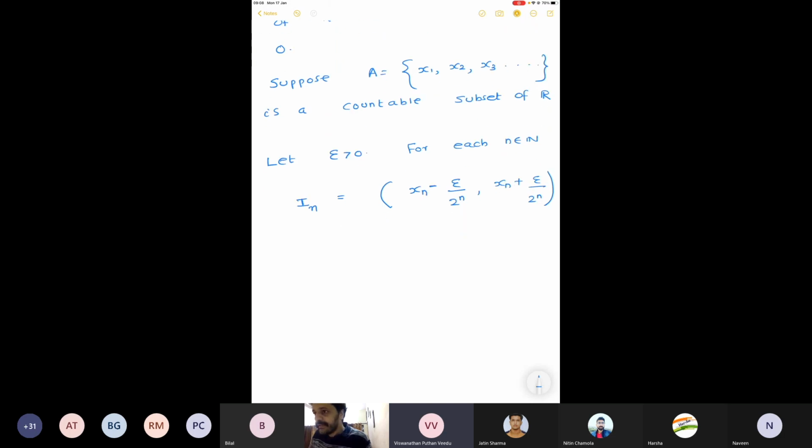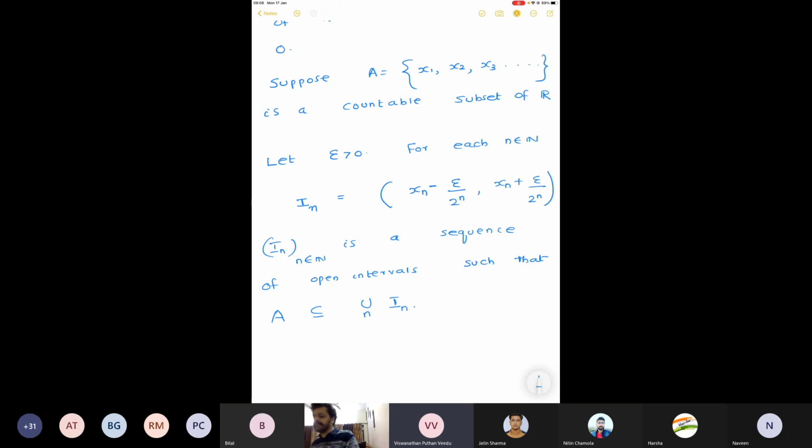And therefore, In, n belonging to N, is a sequence of open intervals. By the very definition, it is a sequence of open intervals such that its union covers A. I will write in symbol: A is contained in the union of In. So you have got one cover consisting of open intervals for A.